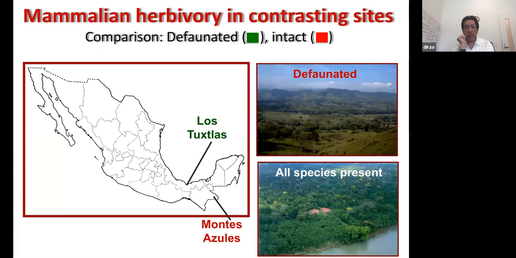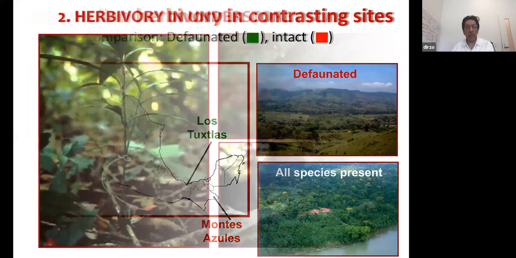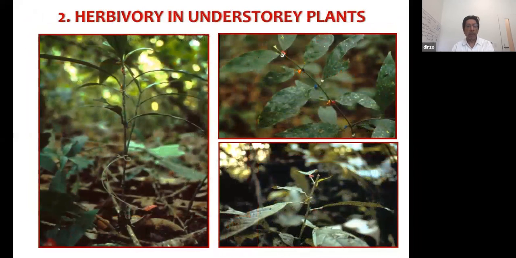This is in contrast to what you see in Los Tuxtlas, and the slide on the right on top presents to you today a very fragmented, deforested area with a very significant deformation already present there. So the situation of these two forests, in which the vegetation is pretty much the same but the impact of humans in terms of the fauna is very contrasting, allows for some insights to be derived from these comparisons. So I wanted to talk to you about herbivory.